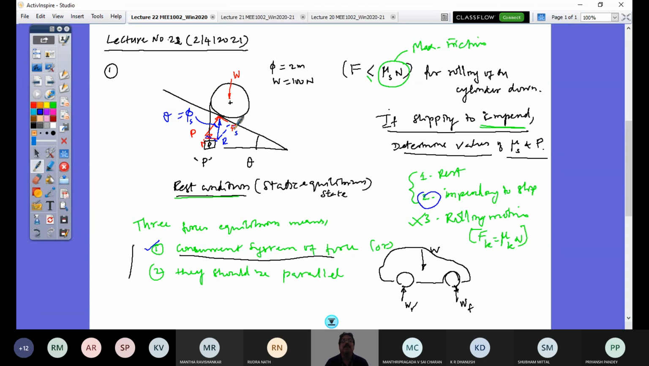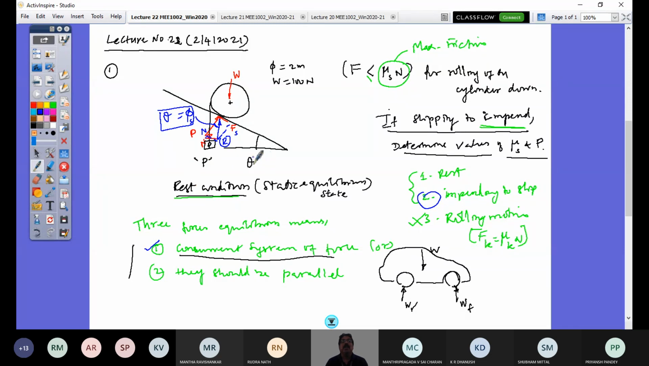For impending to slip, in this free body diagram, this will be Fs and this is my normal N, and the resultant of that is reaction R, that should be parallel to P and W. That's it. So this angle here, what is normally defined as the friction angle, should be the same as this angle theta, as the normal makes angle theta with the vertical. So this condition is coming. This is all just to understand this concept.